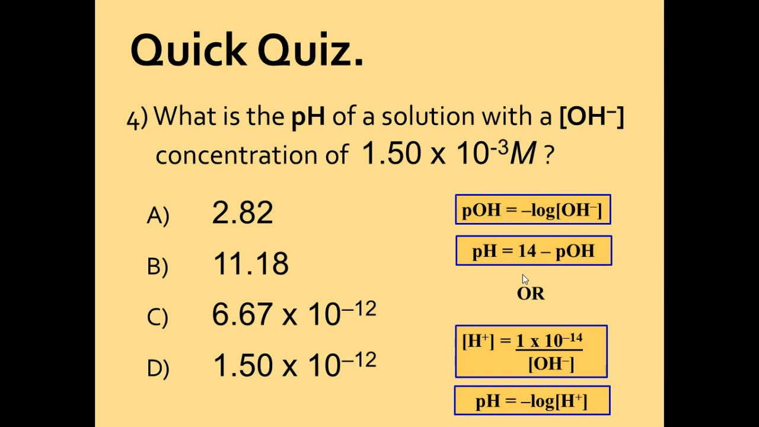So negative log of OH concentration, which is 1.5 times 10 to the negative third. Okay, so I get a POH of 2.82. If I subtract that from 14, so 14 minus 2.82, I get 11.18. So that is matched with B.